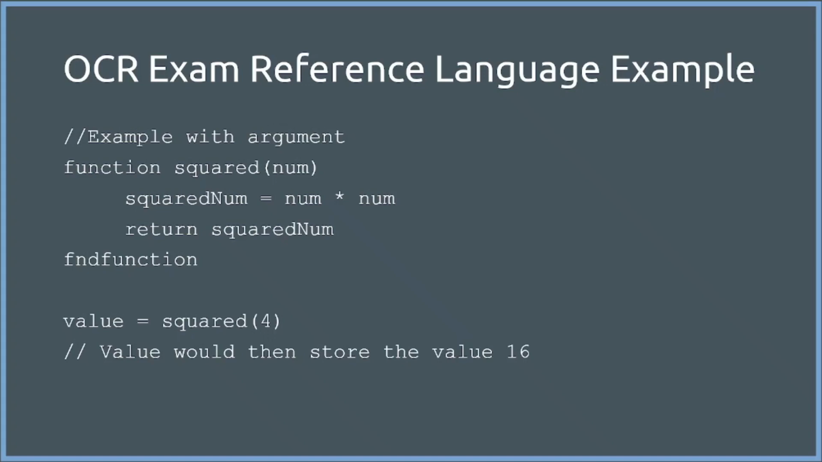Outside of that function, I've put the call. So you can see value equals squared 4. So 4 is going to be whatever num is. So squared num equals 4 multiplied by 4, which is 16. When that gets completed and it returns 16, that 16 is then being stored here in value, which means we can use it for further processing later down the line.